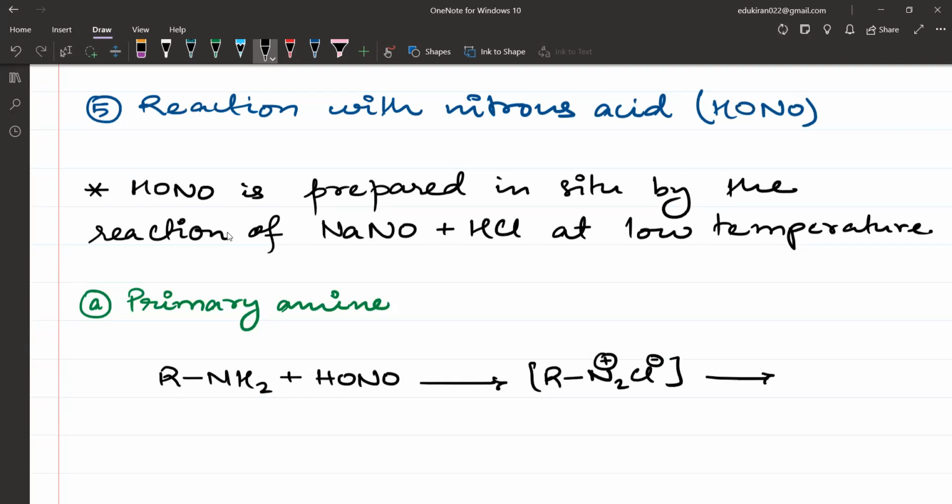And on further treatment with water, it gives you alcohol, ROH plus N2 plus HCl. Okay, if you remember, I have done this reaction for the method of preparation of alcohol also. Reaction of ArNH2, it gives alcohol. So this is the reaction of primary amine.